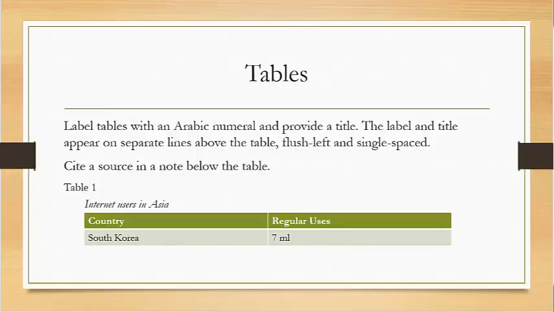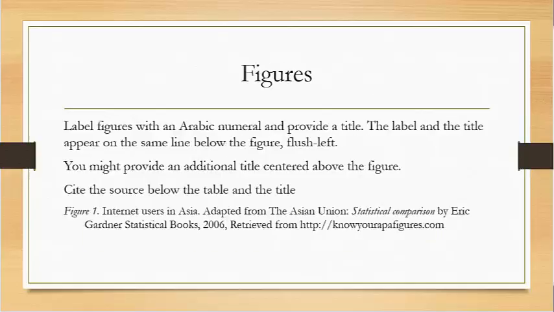Now let's move on from tables to figures. You'll also want to label figures with an Arabic numeral and provide a title. The label and the title appear on the same line below the figure, and you'll want to flush it left. You also might provide an additional title centered above the figure. Cite the source below the figure and title.